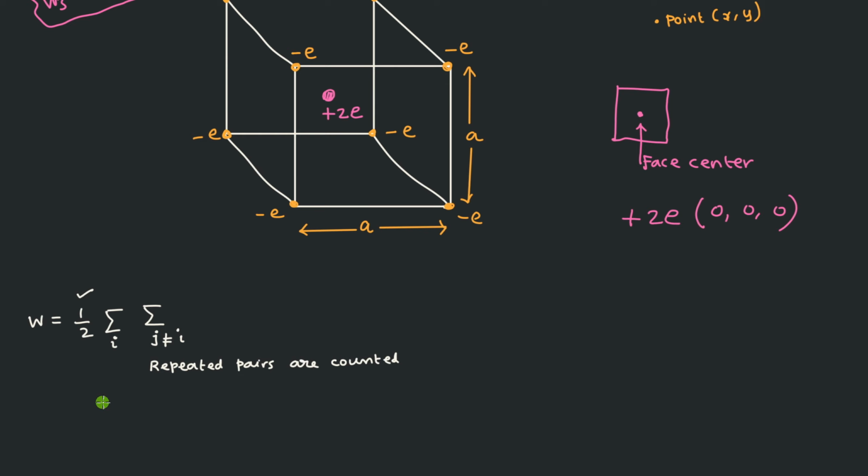Suppose you say that no, I am not repeating any pair. Each pair is counted only once. If you say it like this, then the equivalent representation is written here: W is equal to, there is no 1 by 2 now. You have only the summation over I.